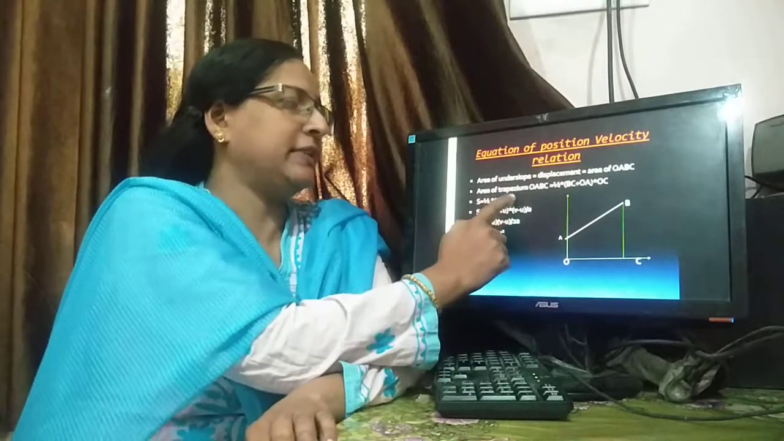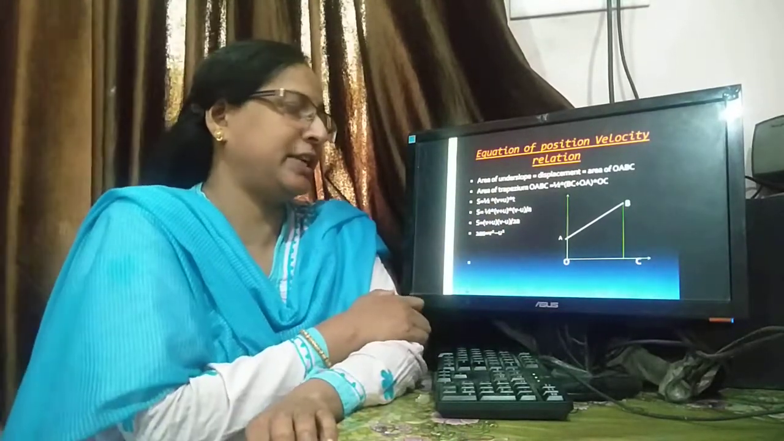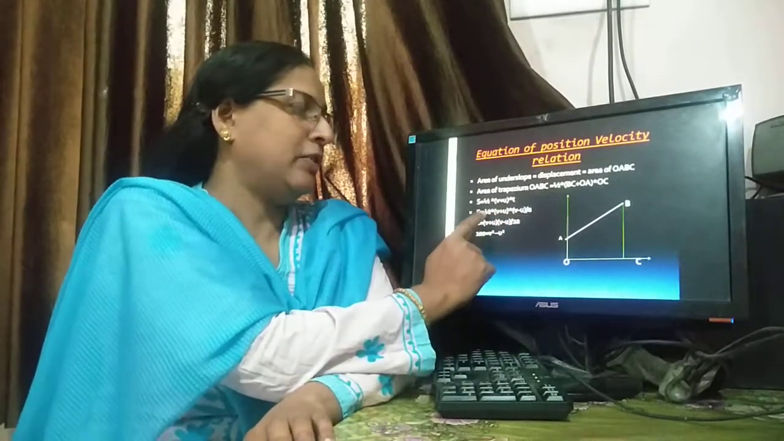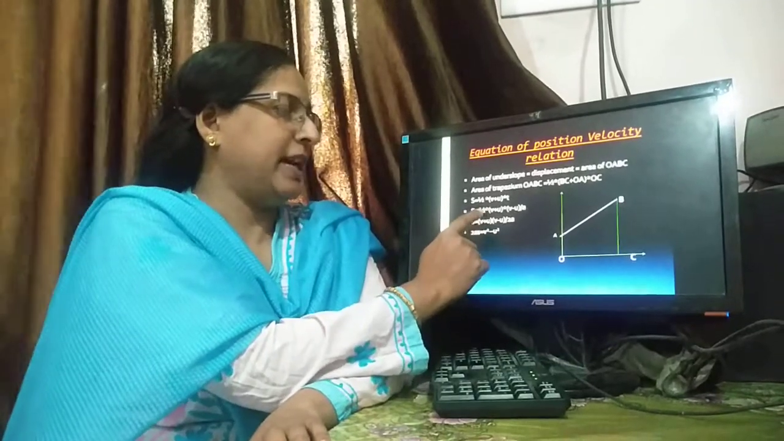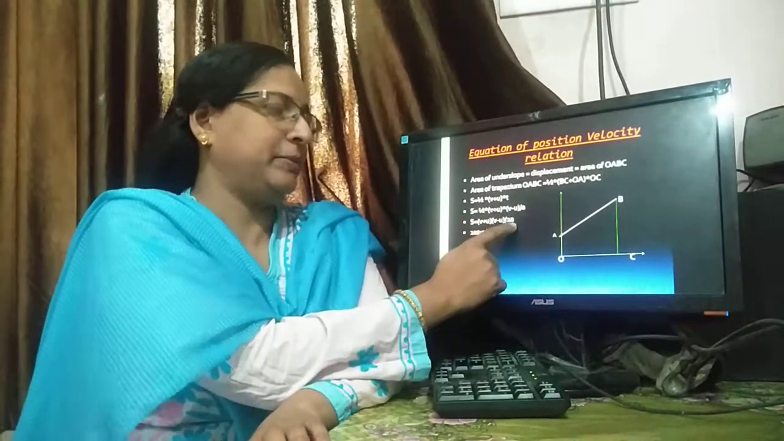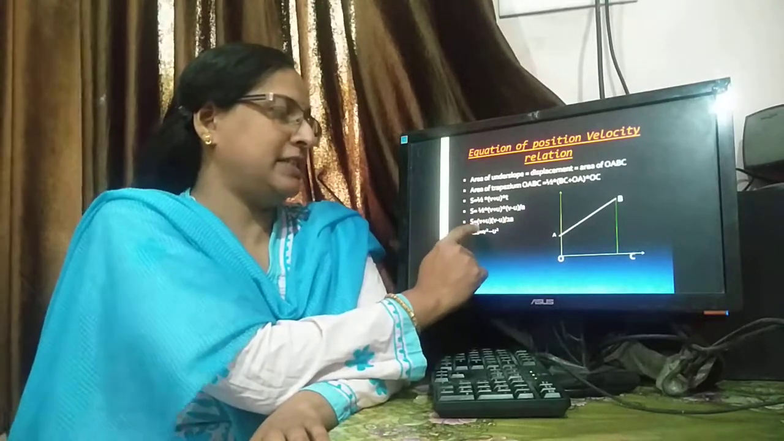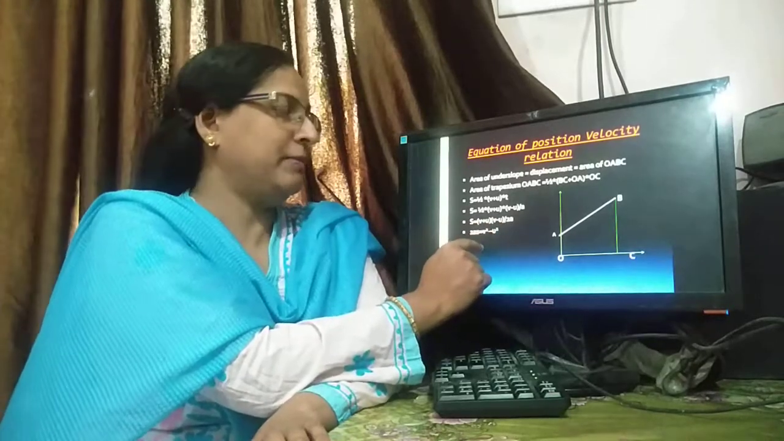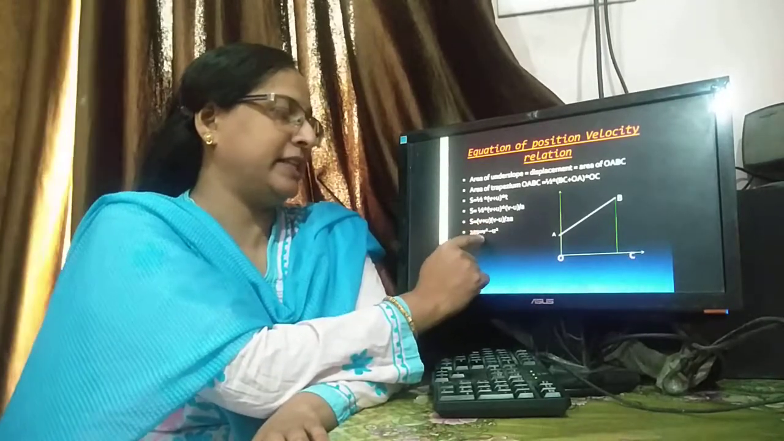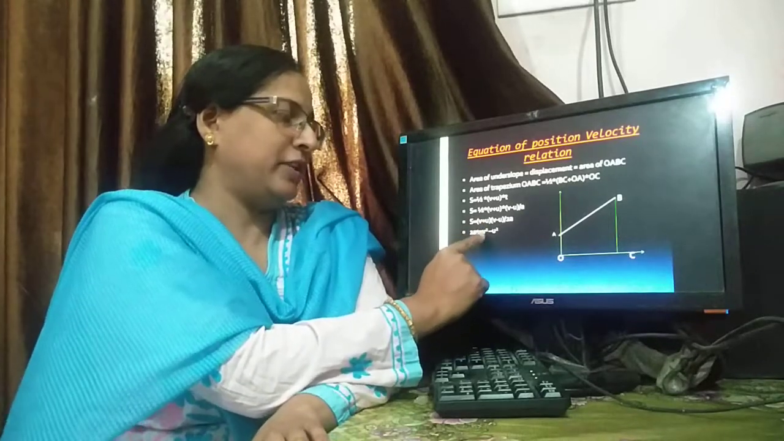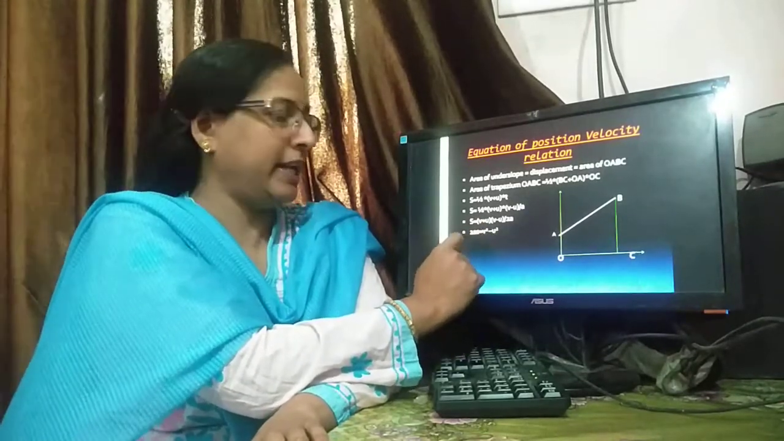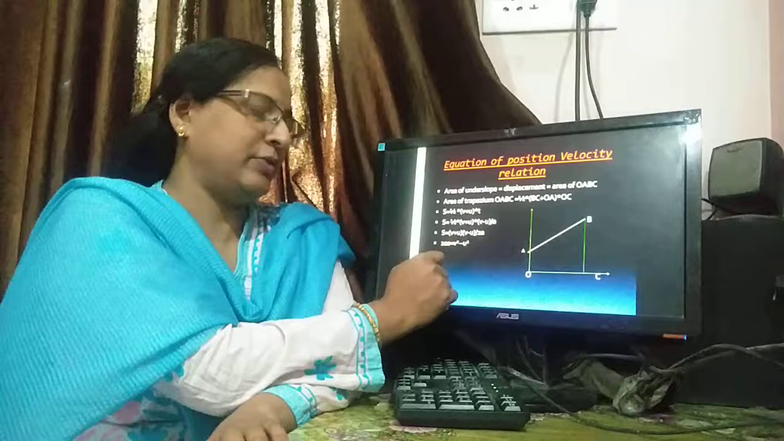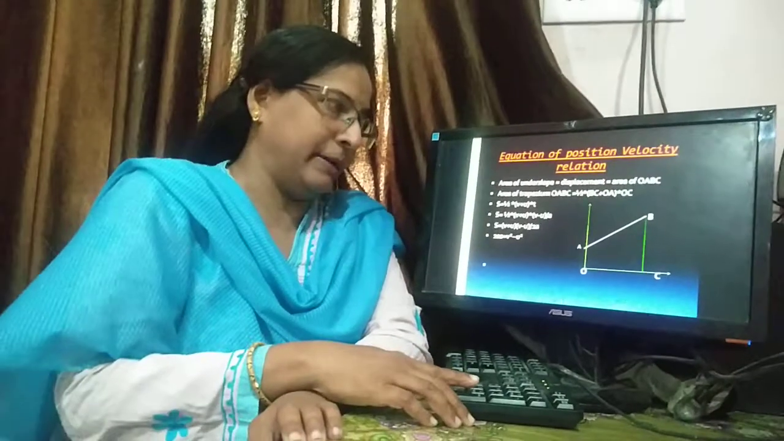Now, substituting the value for T from the first equation, we get V minus U upon a. In the denominator we have 2 into a. We have S is equal to V plus U into V minus U. From the formula a plus b into a minus b, we get a square minus b square. So we have V square minus U square. Rearranging this, we get 2as is equal to V square minus U square.